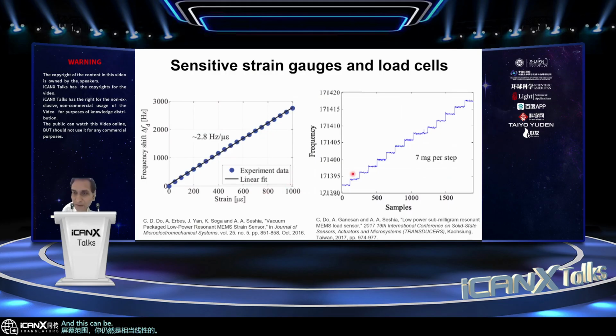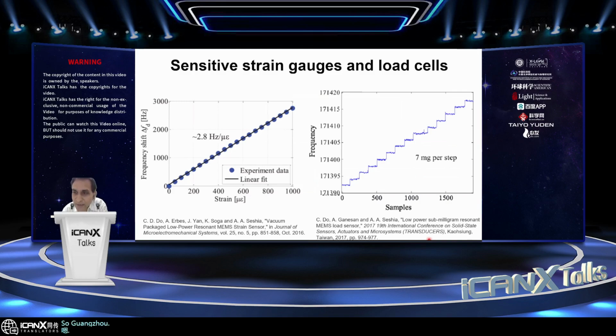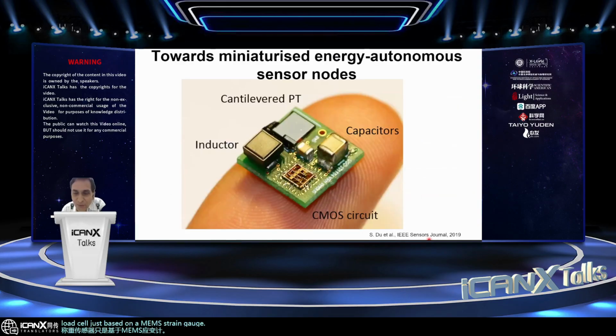And this can be built into something like a load cell, which can measure down to a resolution of sub-milligram in this particular paper published at Transducers. So Guangzhou reporting here a sub-milligram load cell just based on a MEMS strain gauge. All right, so the advantage is that you can start to enable energy harvesting, enable sensing. So this was one of the drivers in the infrastructure monitoring project that we had, because these sorts of sensors might be deployed in remote areas, bridges, tunnels, that sort of thing.